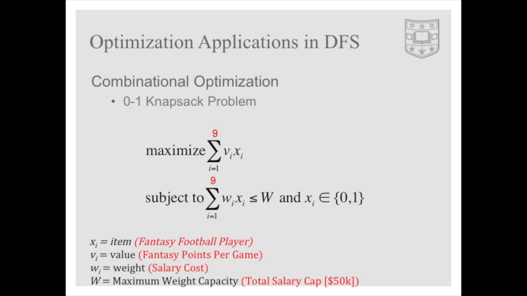Relating this in terms of daily fantasy sports, we are to maximize the 9 items chosen. The items being the fantasy football players, the value being the fantasy points per game, the weight being the salary cost, and the maximum weight capacity being the total salary cap of the 50,000.